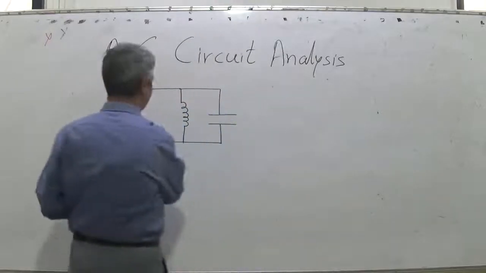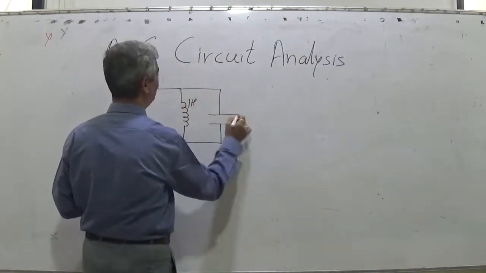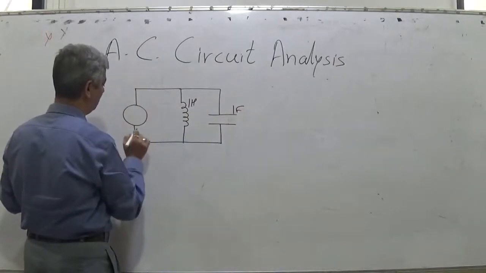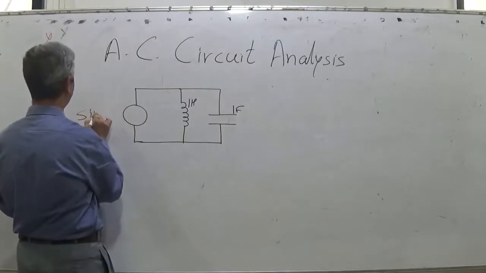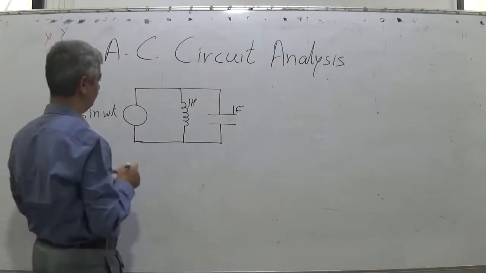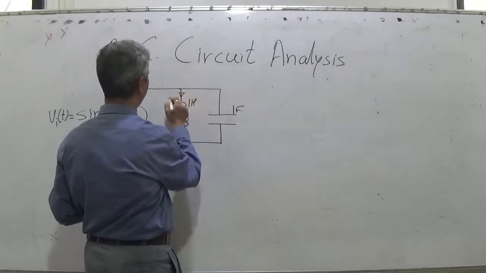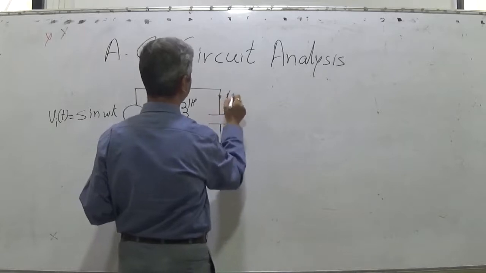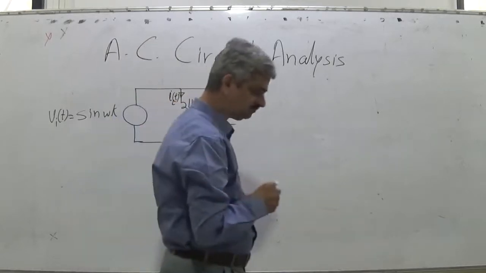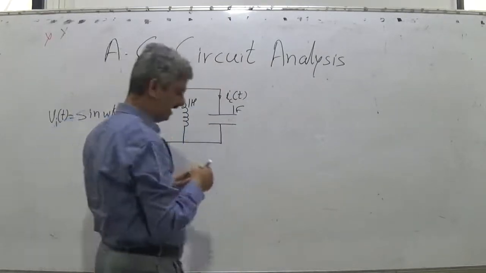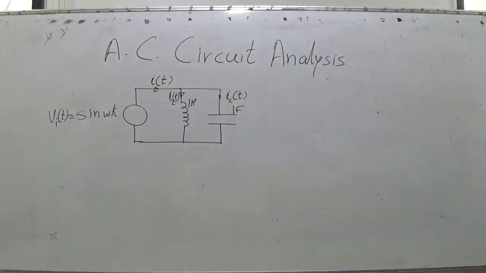So to start with, I take 1 Henry, 1 farad, and I apply again sine omega t, V in t equal to sine omega t. The question is, compute ILt and ICt, and obviously It. Compute ILt, ICt and It. So I want that you should think on it.